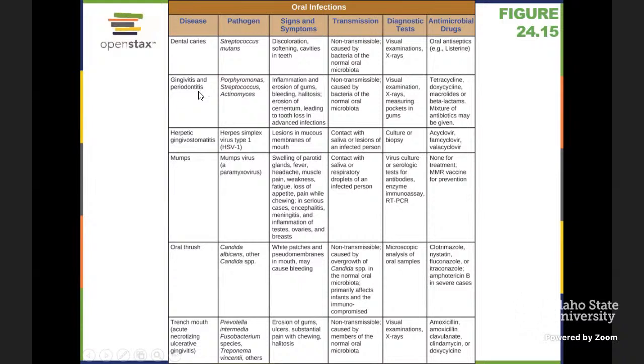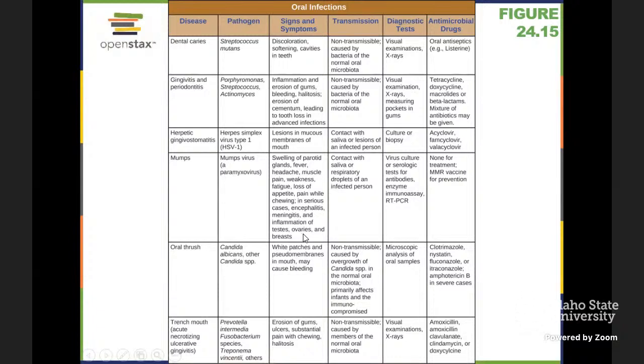The gingivitis and periodontitis, Porphyromonas, Streptococcus, and Actinomyces are all players for both of these. We saw the herpes. Mumps is a type of paramyxovirus. So all sorts of potentials with this. And through vaccination efforts, we typically think of this as something not truly on the radar, but with anti-vaccination situations, the possibility for this definitely is there.